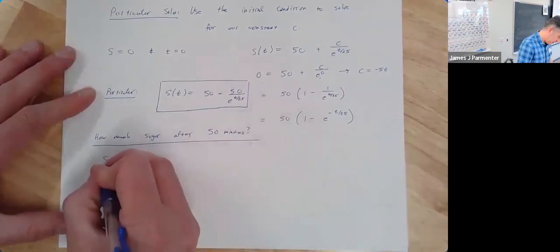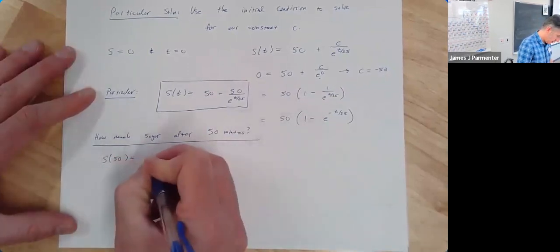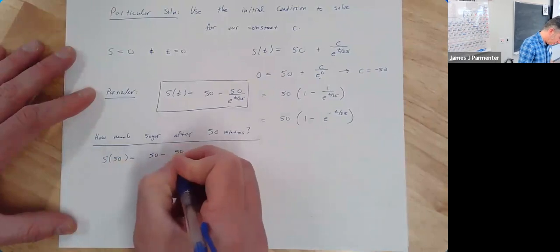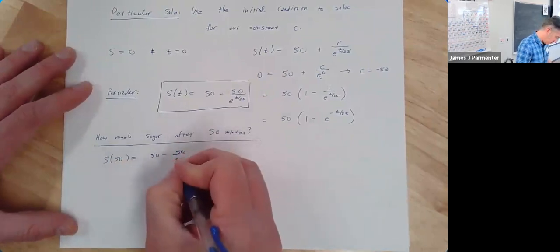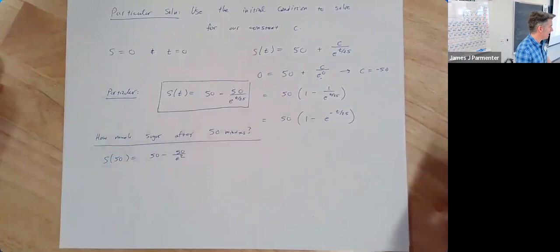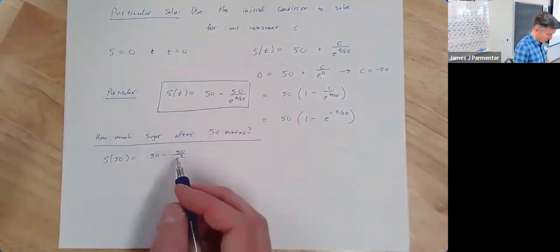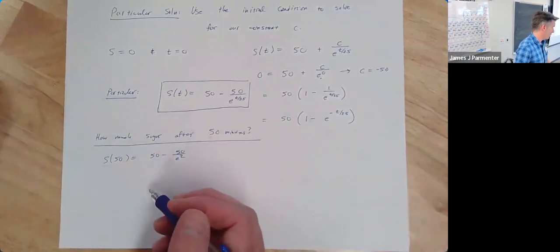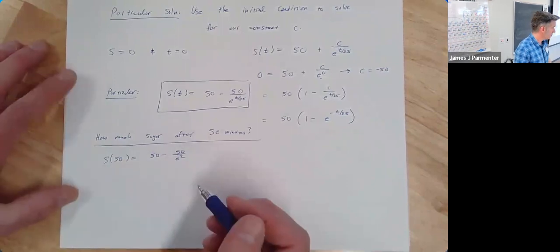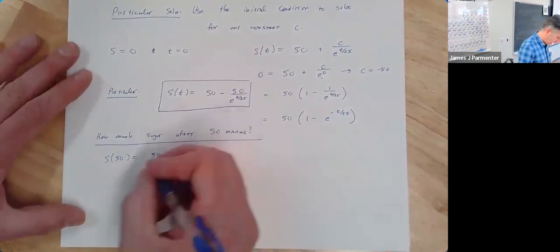So s of 50 would be 50 minus 50 over e to the 50 over 25, which is e to the 2. They're usually picking a number that's fairly nice to plug in. It's still not great, right? You'd have to use the calculator to get an approximation here. I don't actually know what this is. It's fine, I would leave it like that.